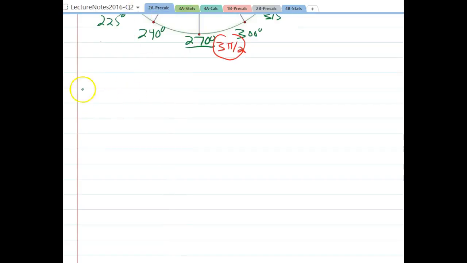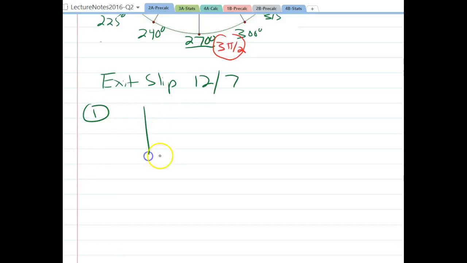You're going to work a few problems for me. So this will be your exit slip for 12-7. I'm going to give you a triangle, right triangle. This is 18 feet. This is 32 degrees. I want you to find this side right here with the question mark, and give that to me as a decimal.